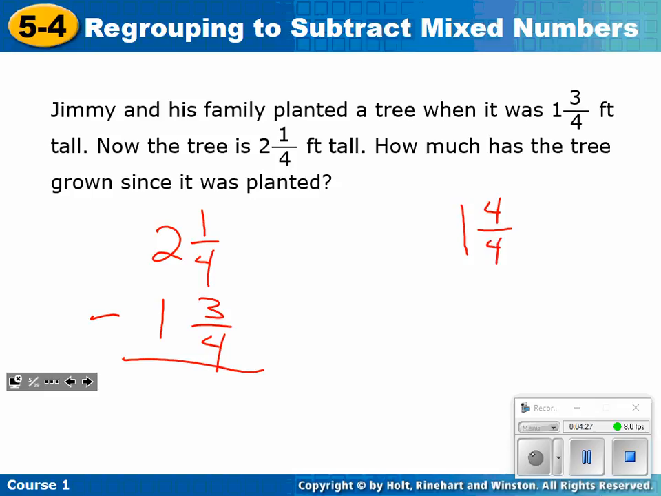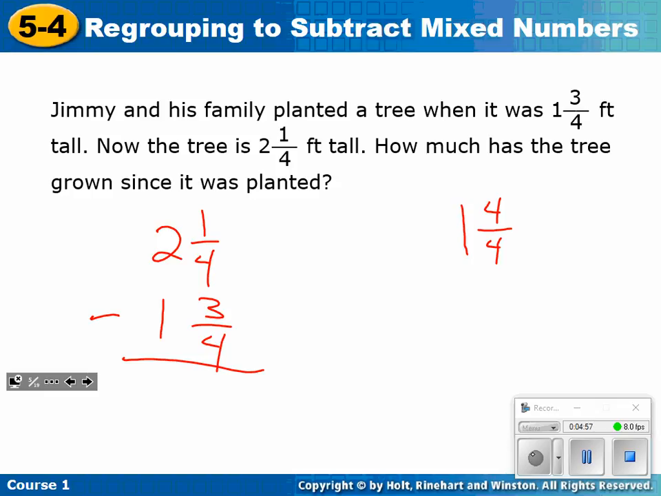Is that the same as 2? We got 1 here. What is 4/4 worth? 1. And obviously 1 plus 1 is 2. So I'm basically taking this 2 and I'm ripping it apart. I'm pulling a 1 out of it. So I'm making it 1 less, but I'm regrouping it. I'm changing it from a 2 to a 1 4/4.